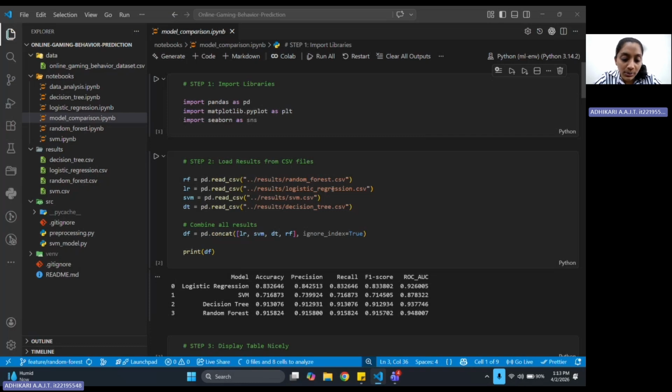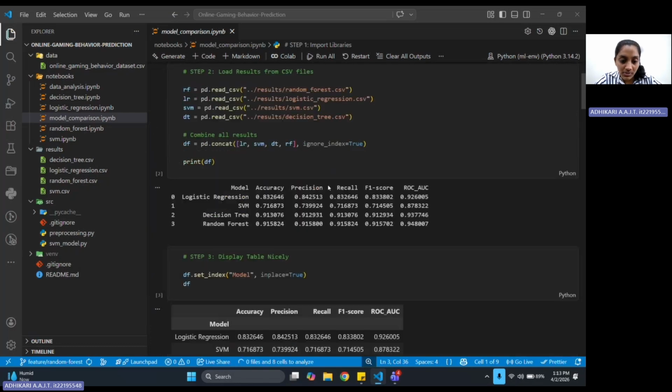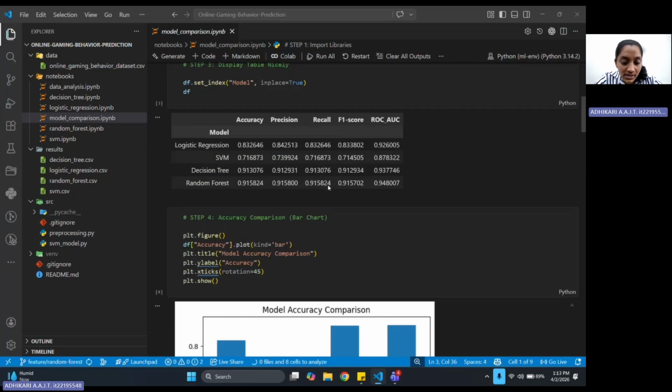In this section, we evaluate and compare the performance of four machine learning models: logistic regression, support vector machine, decision tree, and random forest. We use several evaluation metrics such as accuracy, precision, recall, F1 score, and ROC AUC to measure how well each model performs. First, let me show the overall results table. From this table, we can clearly see the performance differences between the models.